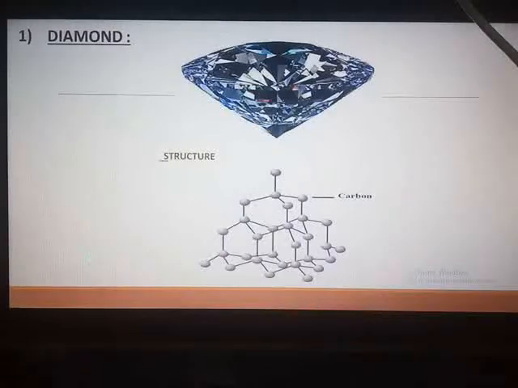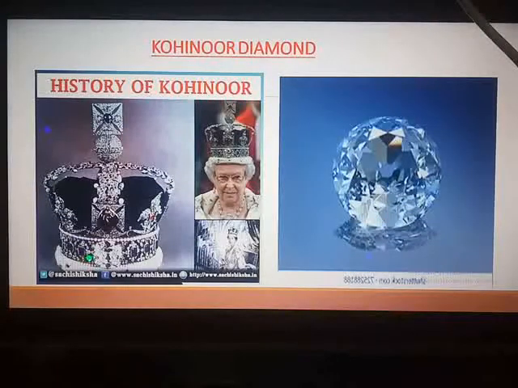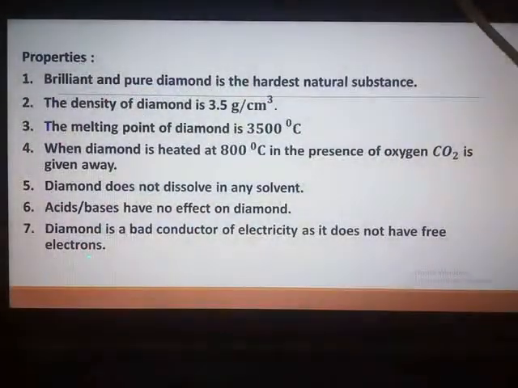Before going ahead with the first property of diamond, I have just given you the image of the Kohinoor diamond. Once upon a time, India was famous for the Kohinoor diamond. This diamond was found in the 13th century in the mine at Guntur, Andhra Pradesh, and weighed about 186 carats. This is just additional information for you to know. Now let us peep into the properties of diamond.